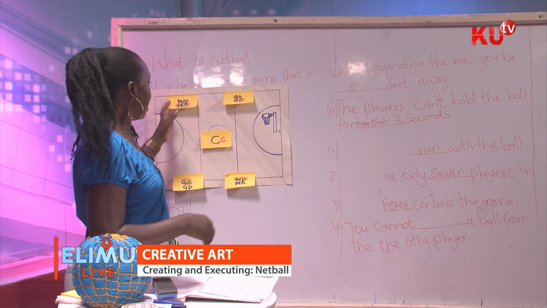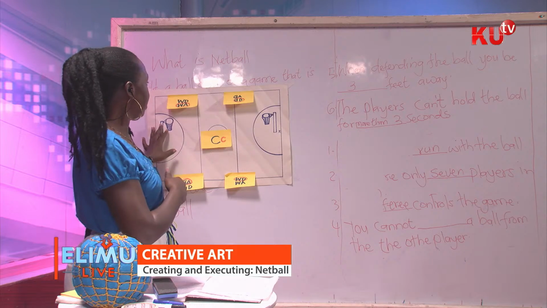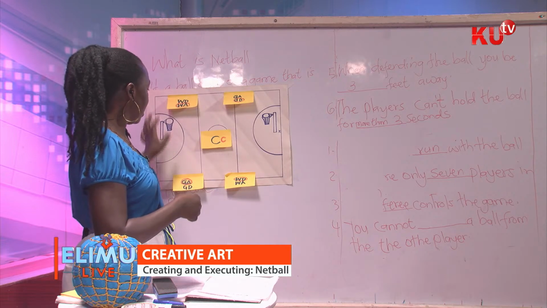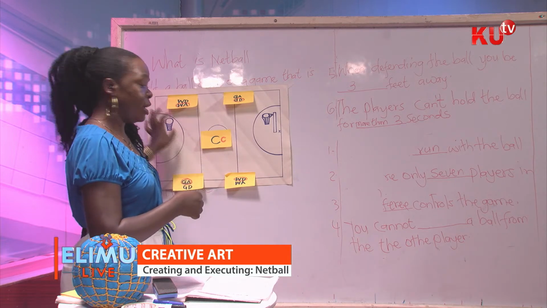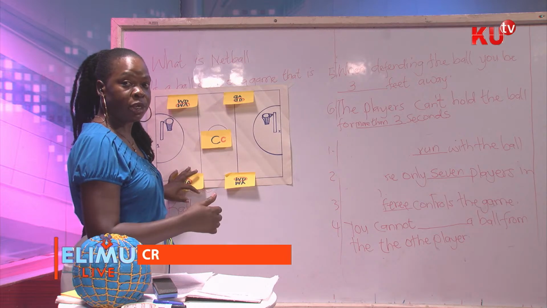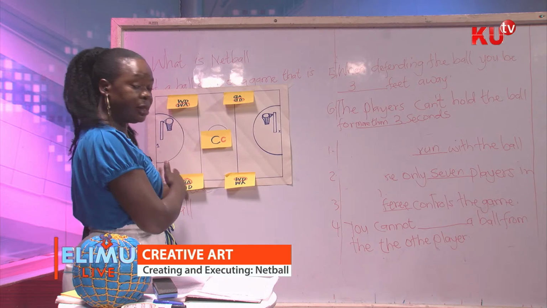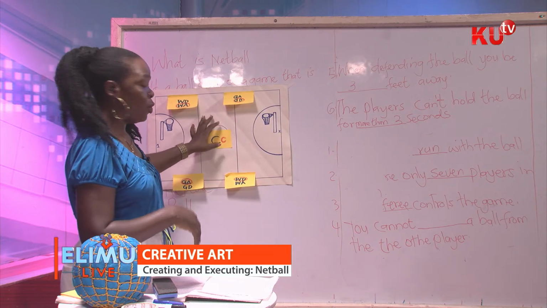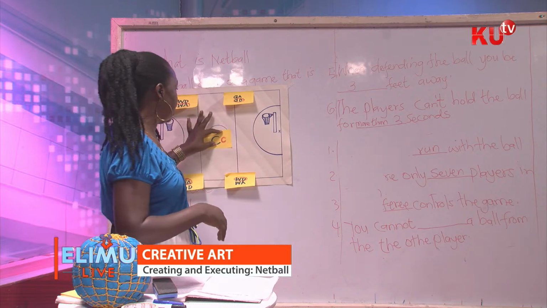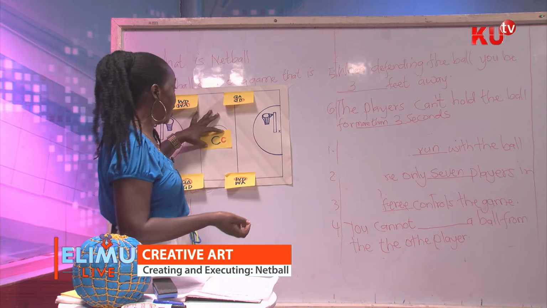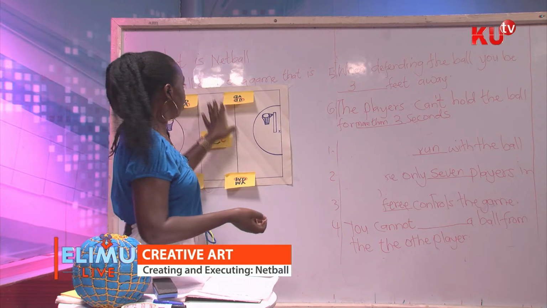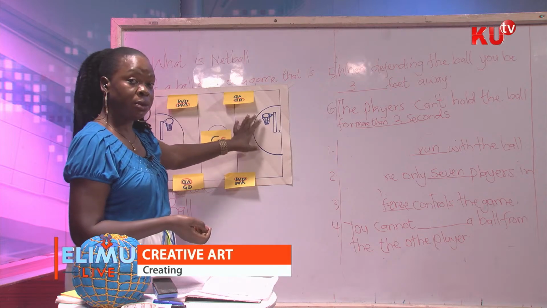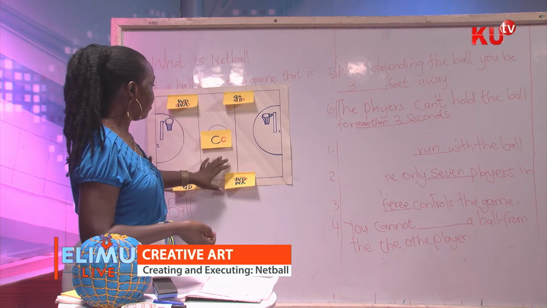Number 2, we had the wing defender and the wing attacker. I said the wing attacker will make sure that the goal shooter gets the ball. The wing defender will defend the wing attacker from passing the ball. The goal attacker will also make sure that the goal shooter gets the ball, and the goal defender will defend the goal attacker from receiving the balls. And then we had number 4, where there is the center, the player in the center. At the center, this player is supposed to move all over the netball court apart from the 2 semicircles, okay?